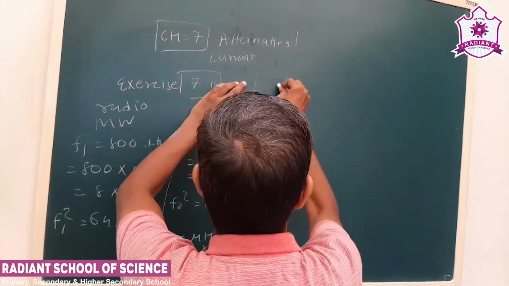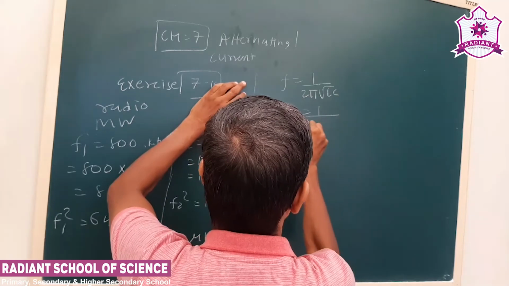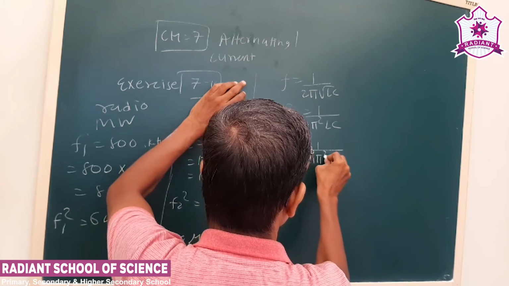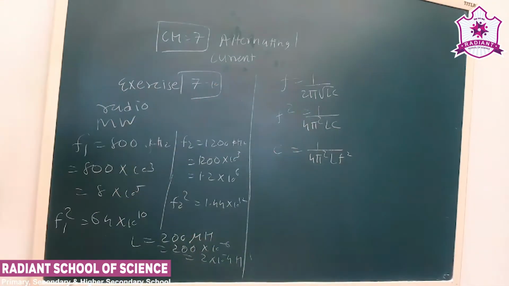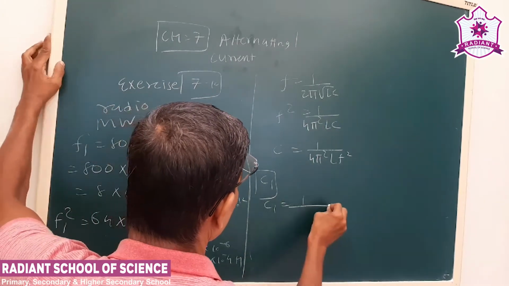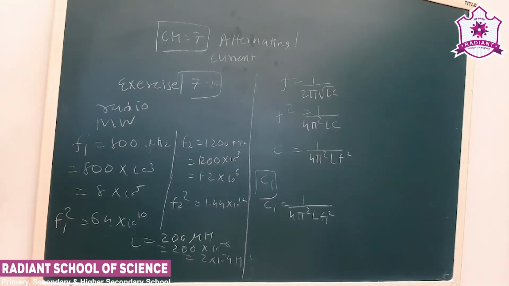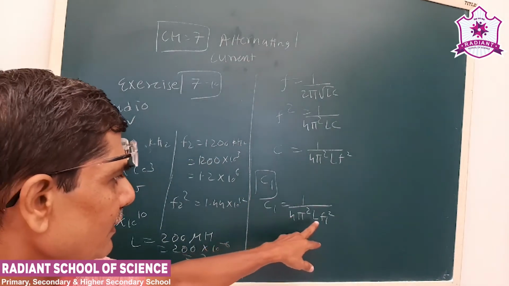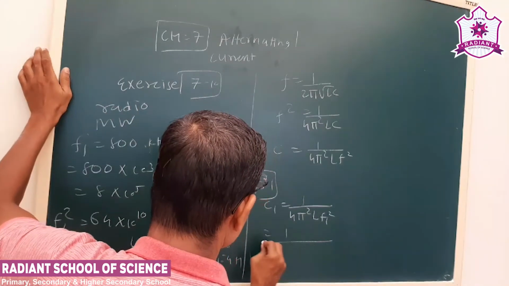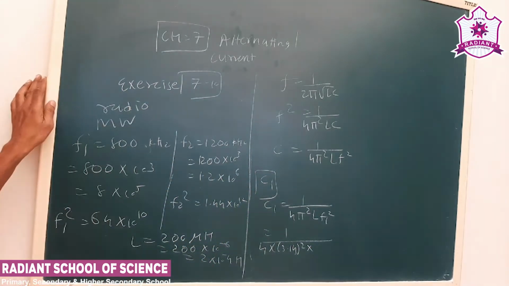Now see our equation. F is equal to 1 upon 2 pi root LC. F square is 1 upon 4 pi square LC. C is equal to 1 upon 4 pi square L F square. Now for the first value, that is C1, C1 will be 1 upon 4 pi square L F1 square. Now we substitute the values, 3.14, and L is 2 into 10 to 2.